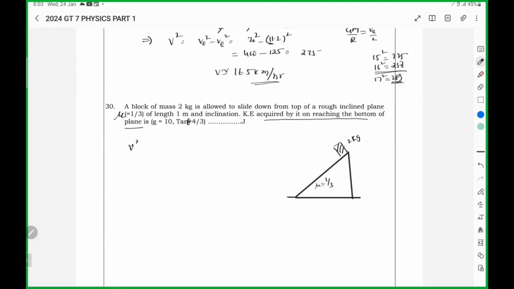So V square, because it is moving in a straight line. Initially, no velocity. Acceleration will be g sin theta minus mu g cos theta. Yes, he has given that. Once it is on an inclined plane, because of its weight component, there is a normal reaction. This will be mg cos theta. Frictional force is mu mg cos theta. Net force is the difference. From that you can calculate acceleration.